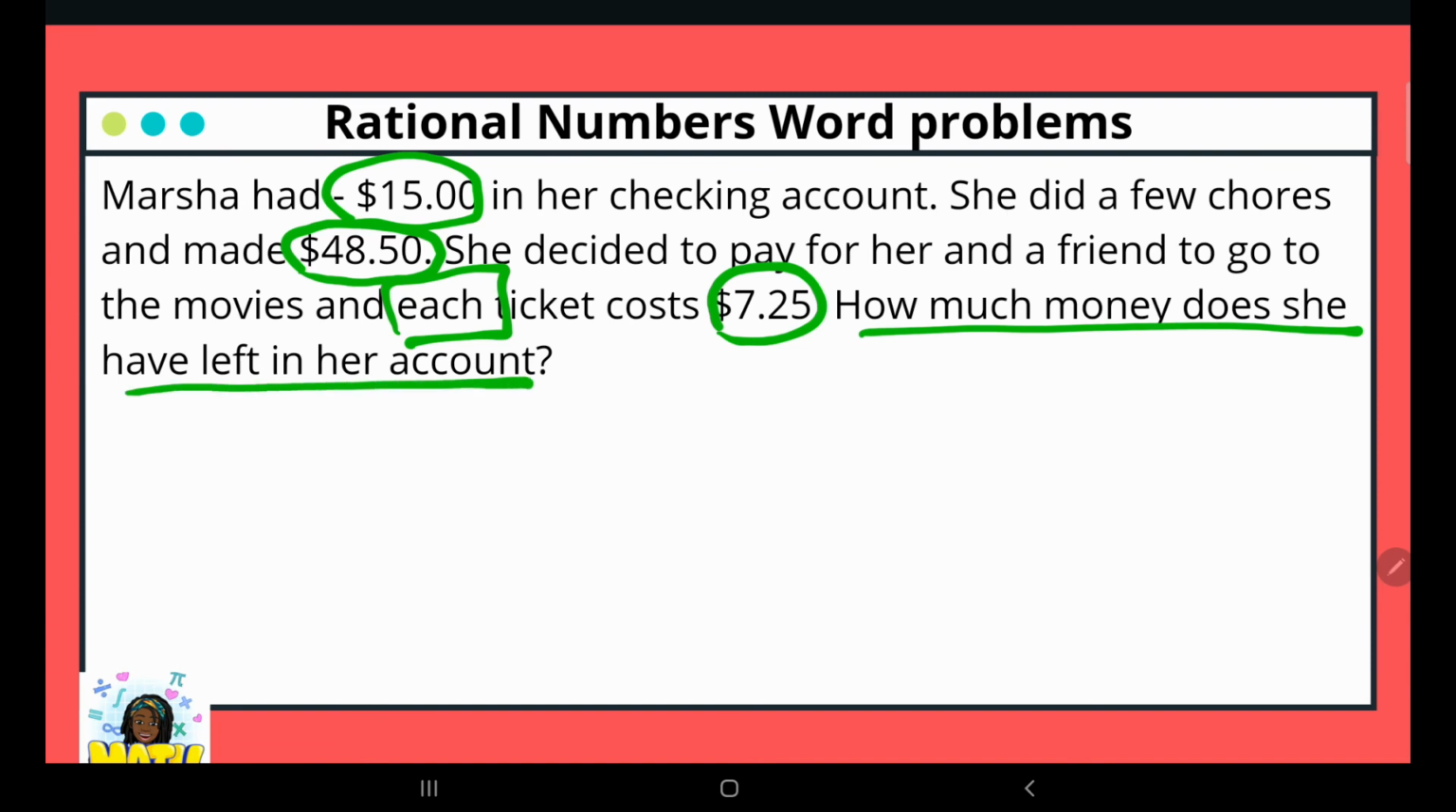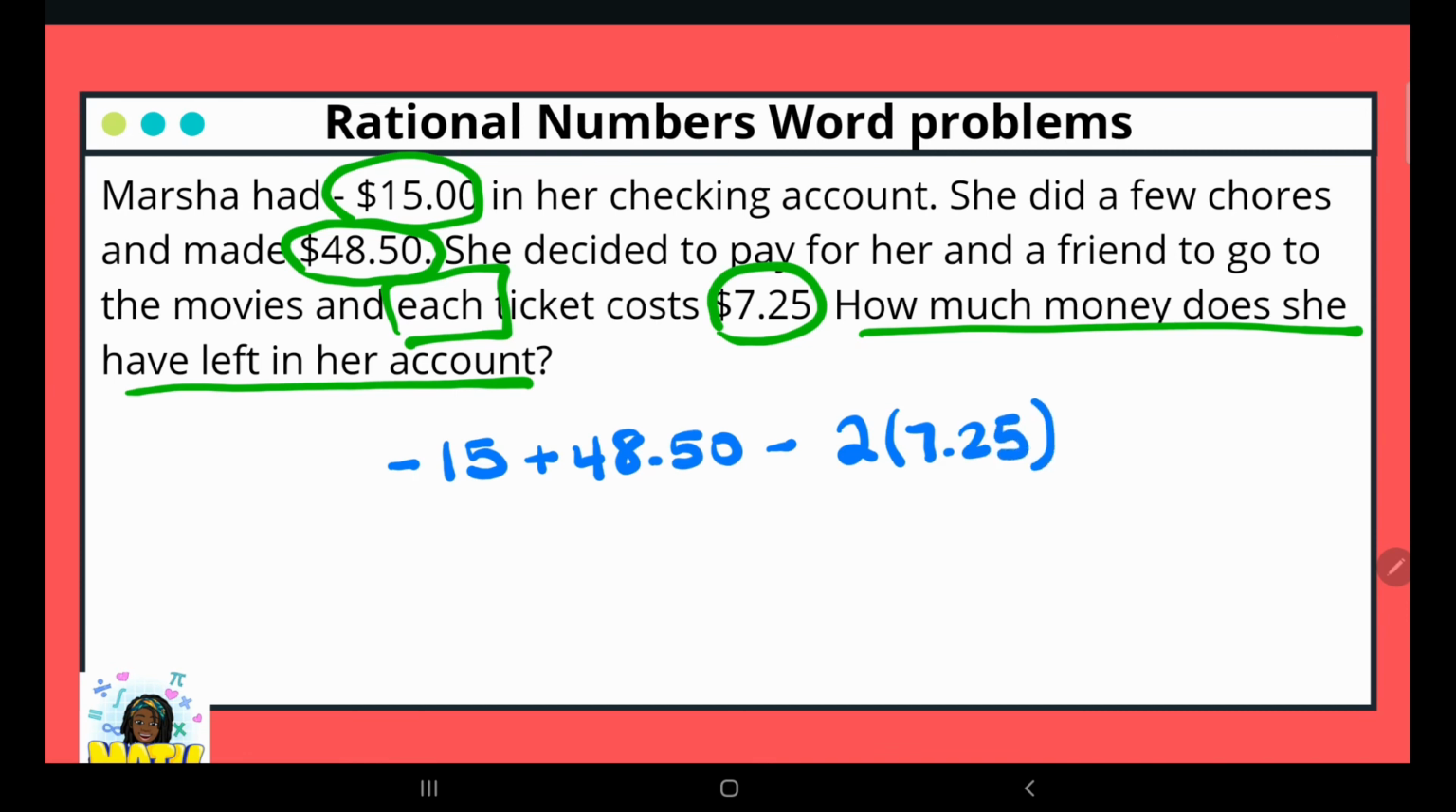So let's go ahead and set this up. So she started off with a negative $15. Then she earned, right? So the action of earning something is a positive $48.50. And then she went out and spent some money. So that's going to be a minus. Now, how many tickets did she purchase? If you said 1, that's incorrect. She purchased 2 tickets because she decided to pay for her and a friend. So that's going to be 2 times 7.25.